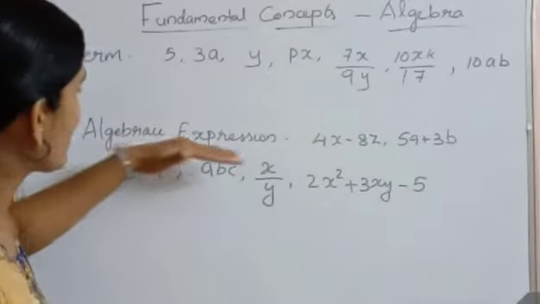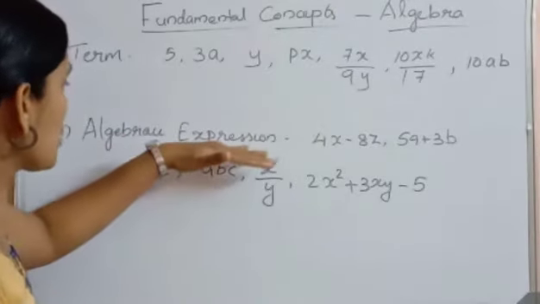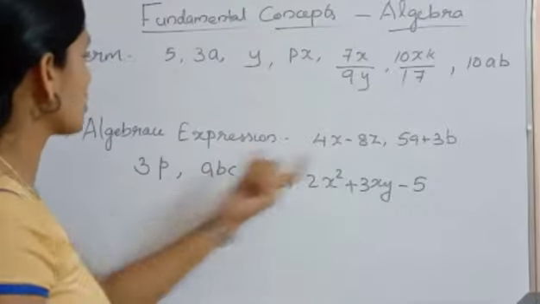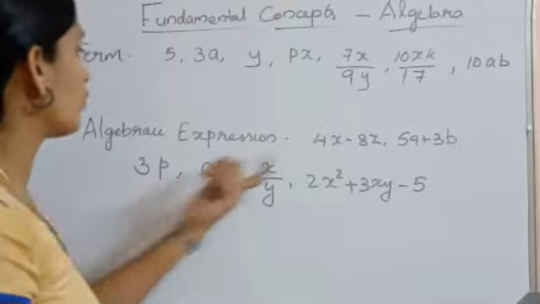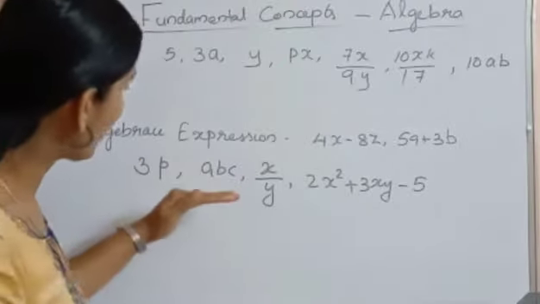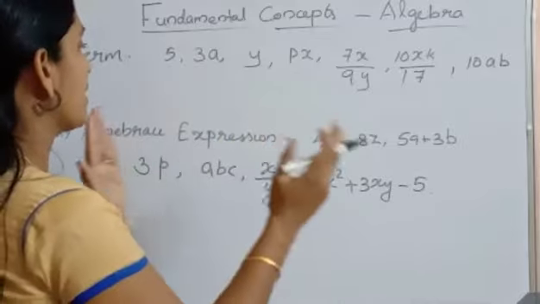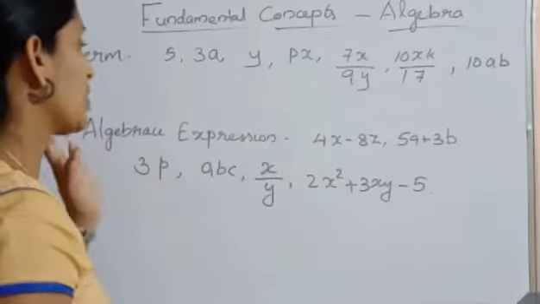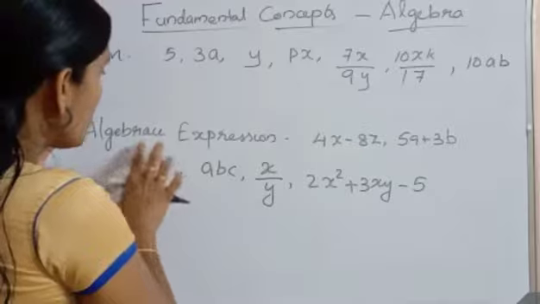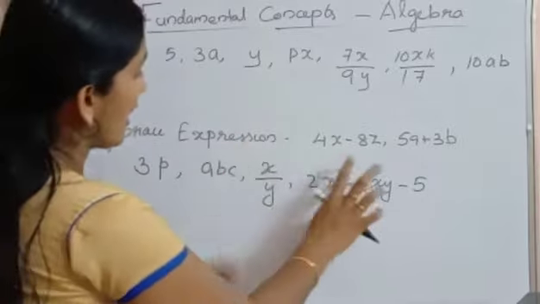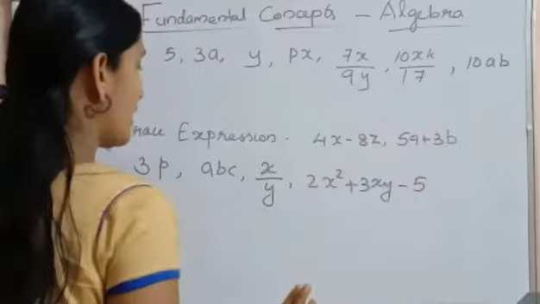Next is the algebraic expression. An algebraic expression is a collection of one or more terms, which are separated by plus or minus. Here there is only a single term, or one or more terms. Only plus or minus will be separating the terms. Otherwise, that will be considered a single term. So, an algebraic expression is a collection of one or more terms connected with a plus or minus sign.